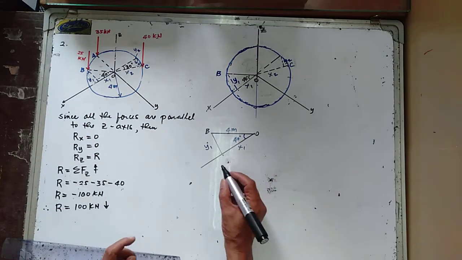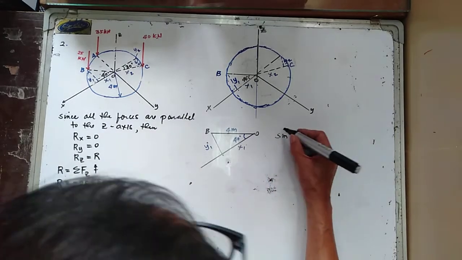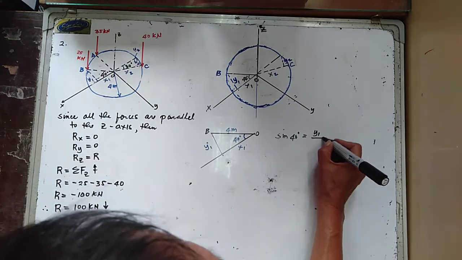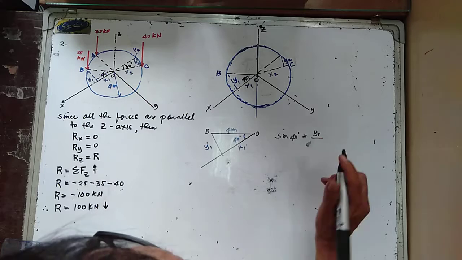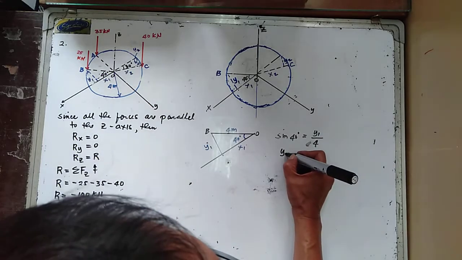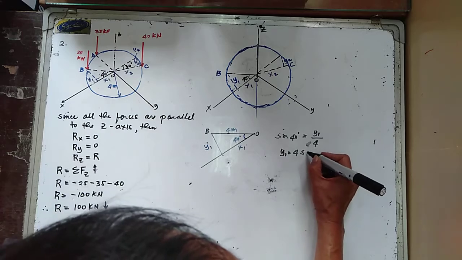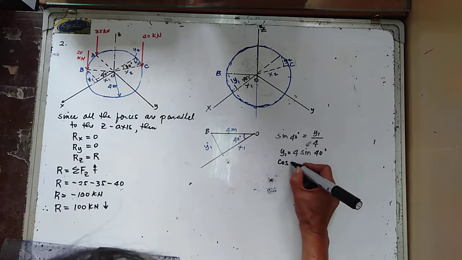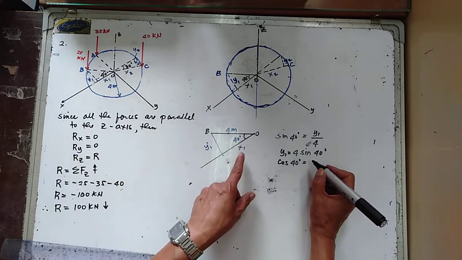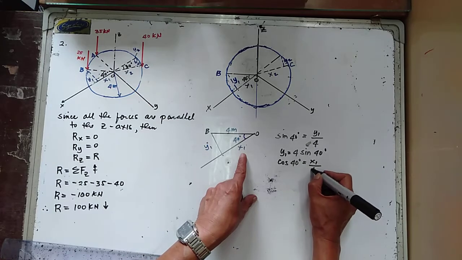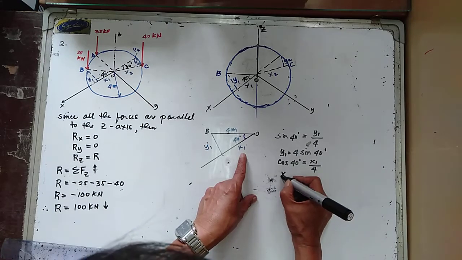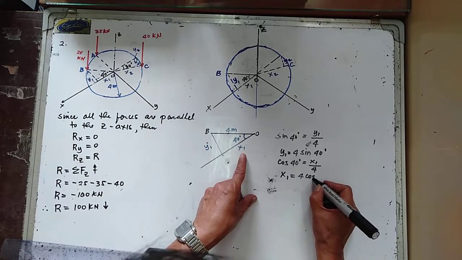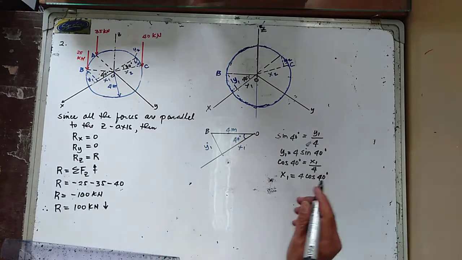So if you try to get sine of 40 degrees, that is equal to y1 all over 4 meters. So your y1 in here is equal to 4 sine of 40 degrees. So we have cosine of 40 degrees is equal to x1 all over 4 meters. So your x1 is now equal to 4 cosine of 40 degrees.